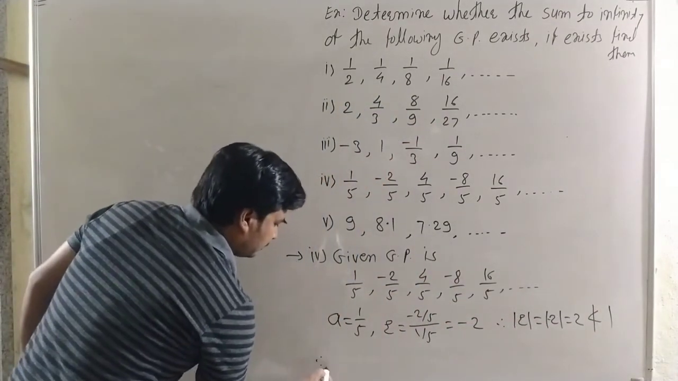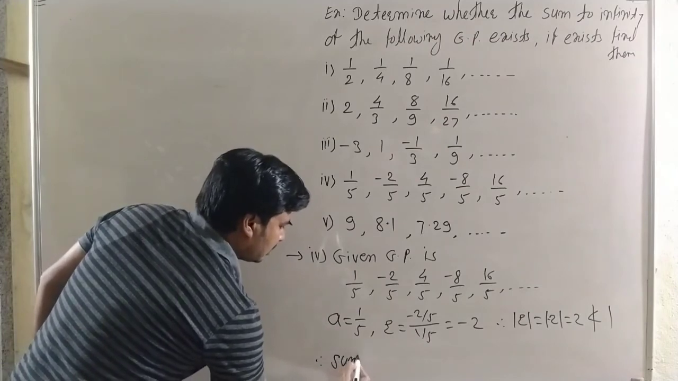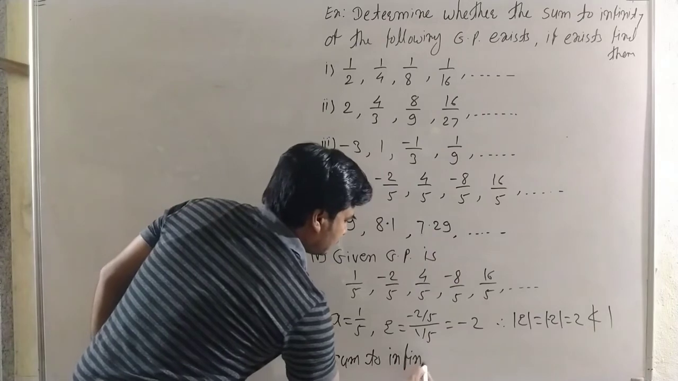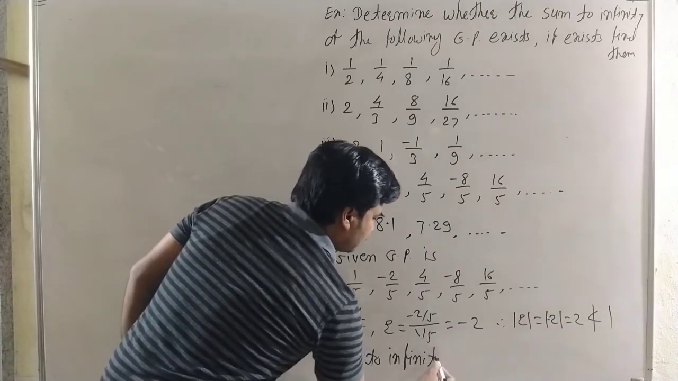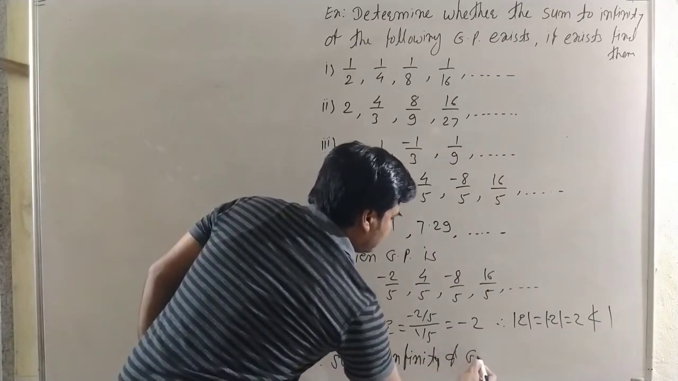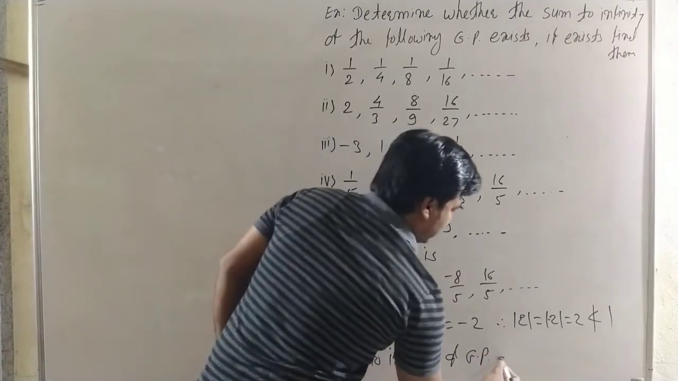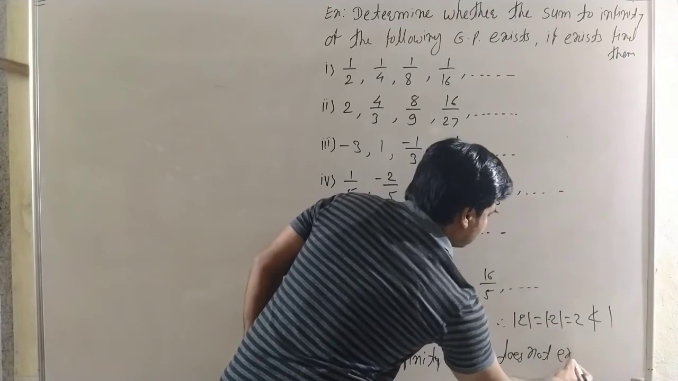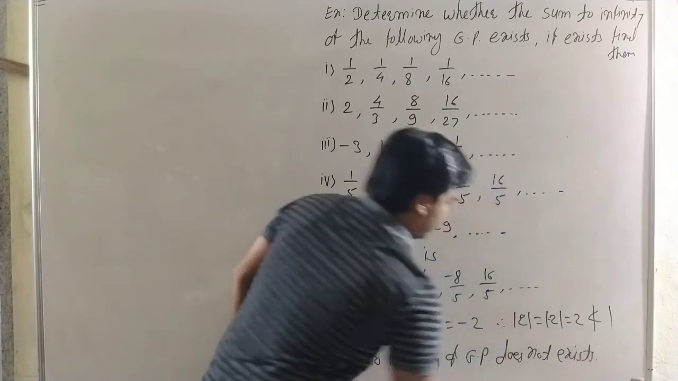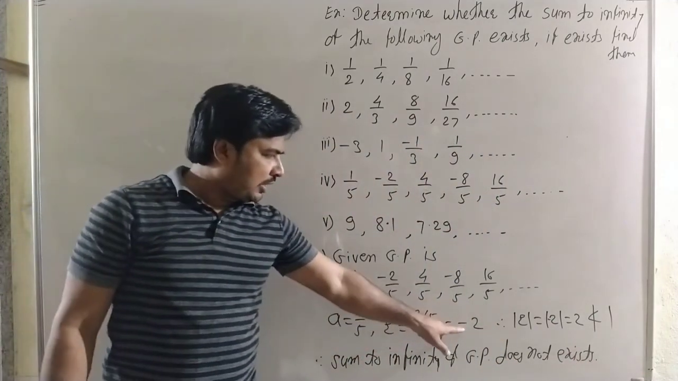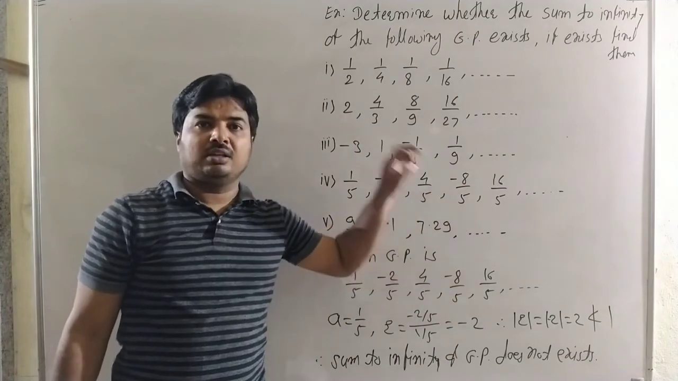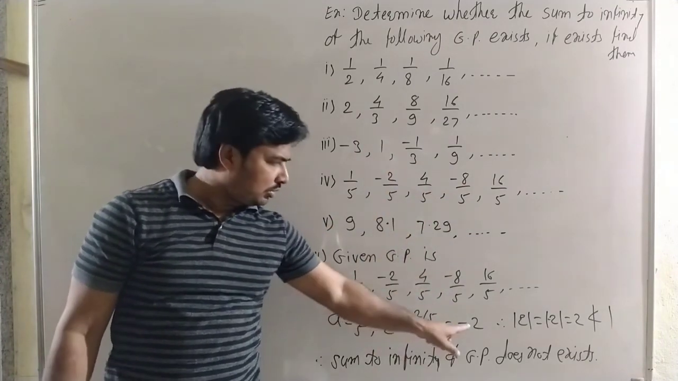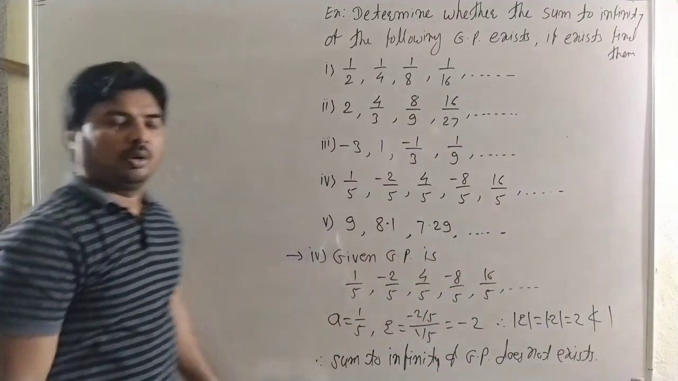Therefore the sum to infinity of the geometric progression does not exist. Here R is equal to -2. If mod of R is less than 1, then the sum to infinity exists, but here mod R is not less than 1.